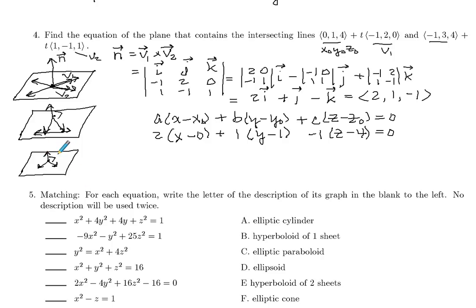Or if you know a parallel plane, then the normal vectors are multiples of each other. If you know a perpendicular plane, then the dot product of the two normal vectors is 0. And that's going to give you information about the normal vector.